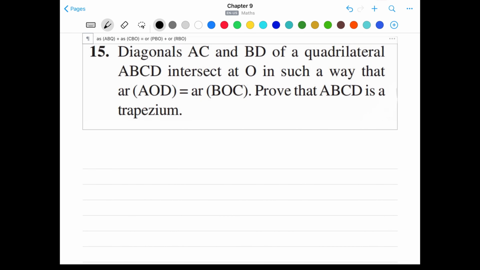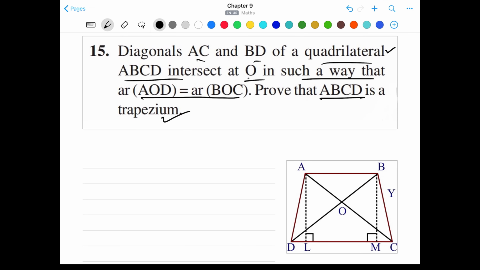Here we have the diagonals AC and BD of quadrilateral ABCD intersecting at O in such a way that the area of AOD is equal to the area of BOC. We have to prove that ABCD is a trapezium. Okay, we are given that ABCD is a quadrilateral. So let's first draw its figure.